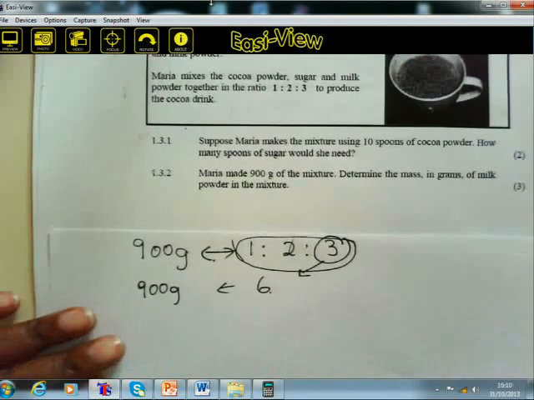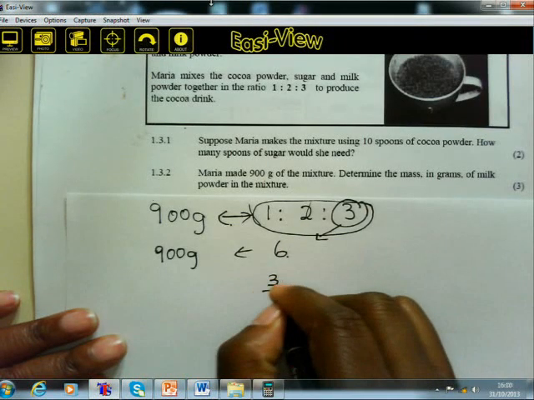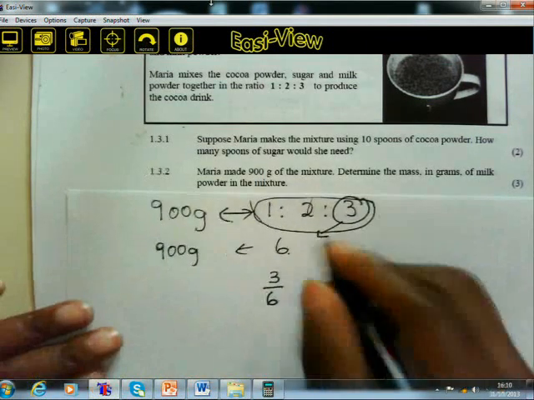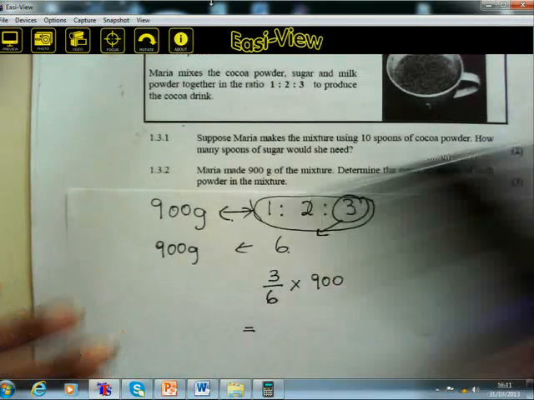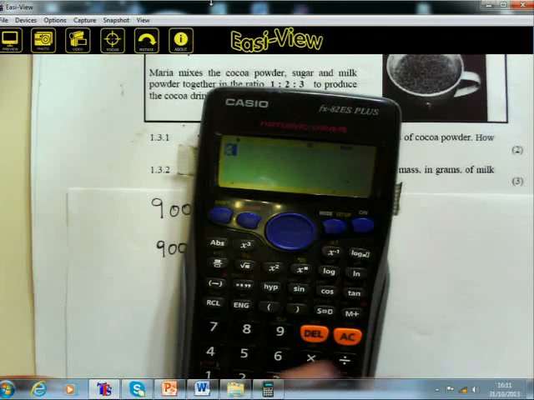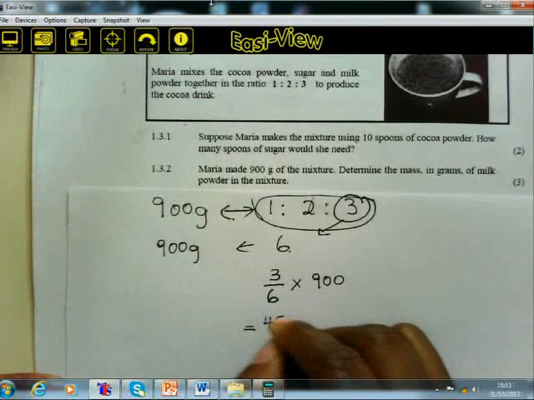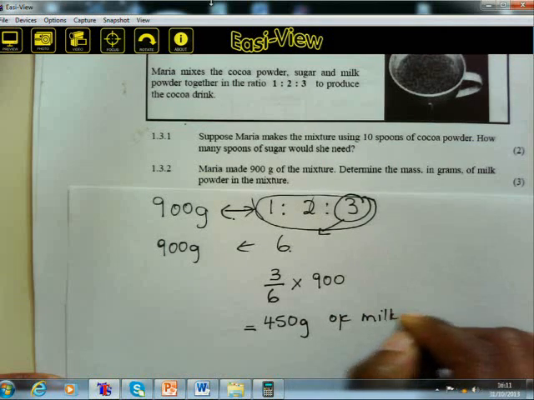So to get the grams of the milk powder, we are going to take the ratio of the milk powder, divide it by the number when you add them all together, which is 6, and then multiply it by 900. Let us check by using the calculator. 3 divided by 6, and then we multiply that by 900. It's 450. 450 grams of milk powder.